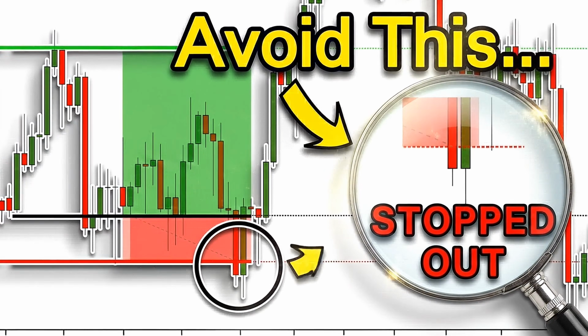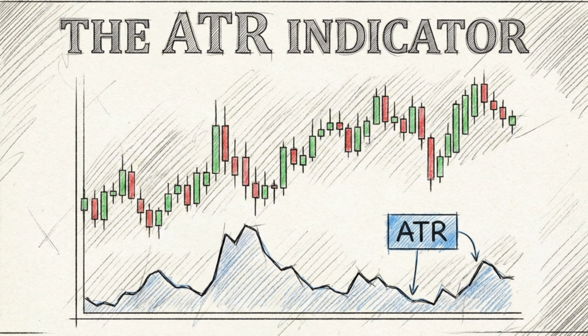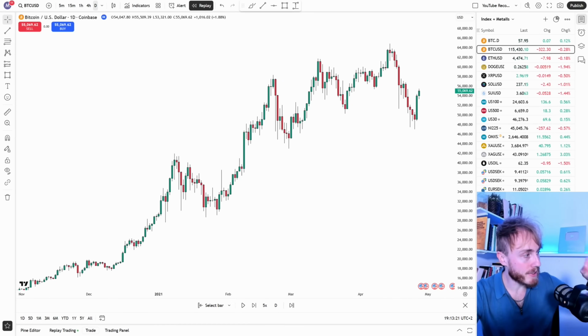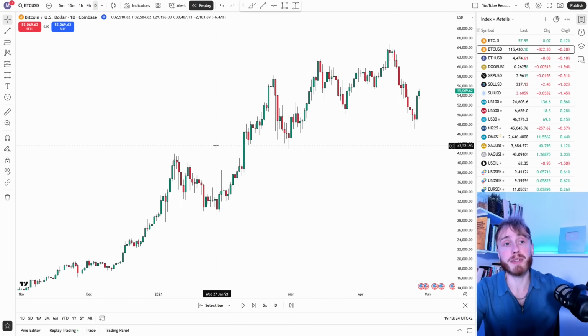stop this from happening by using the ATR indicator. And let's begin here by taking a look at how to open up the ATR indicator.